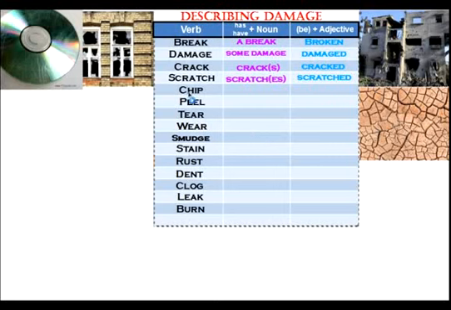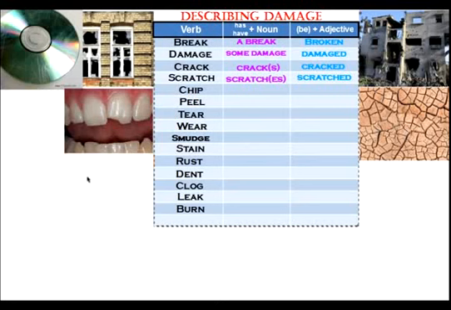Okay? Alright, let's look at chip. Aha, so this tooth, there's a big problem with the tooth, and we say it has a chip, or maybe chips, if there's more than one. Or it is chipped, using the adjective.